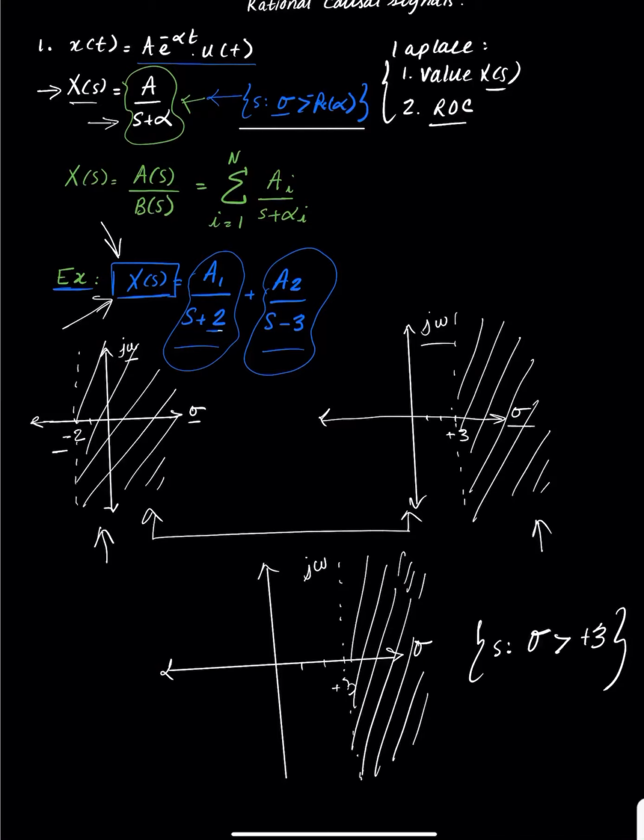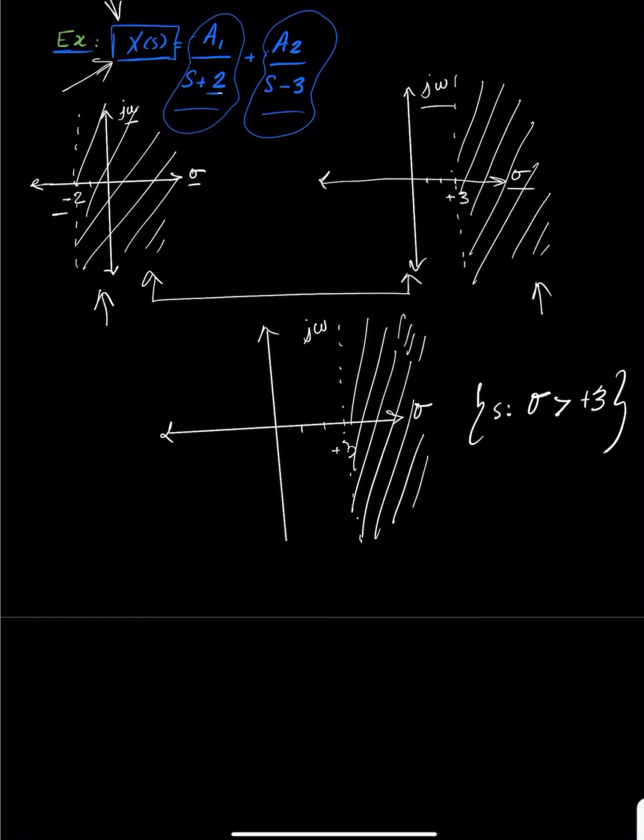Now there's an interesting thing to point out here. I want you to notice that our X(s) was a rational causal signal, meaning it had multiple components, but both components were causal. And we know that when it comes to causal signals, if we were to draw in the s domain, the region of convergence is always going to be to the right of our vertical line, because sigma has to be greater than the negative real part of alpha. So once you find the negative real part of alpha, it's going to be to the right of that vertical line, and that is going to be the region of convergence.